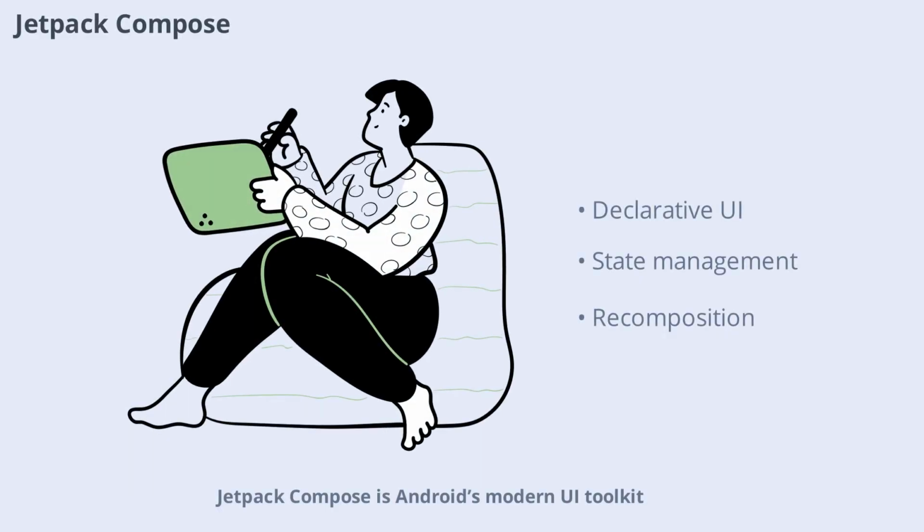Jetpack Compose is Android's modern UI toolkit, allowing you to build declarative UIs with less code. Interviewers may ask about recomposition, state management, and the differences between remember and rememberSaveable. Mastering Compose will future-proof your Android development skills.